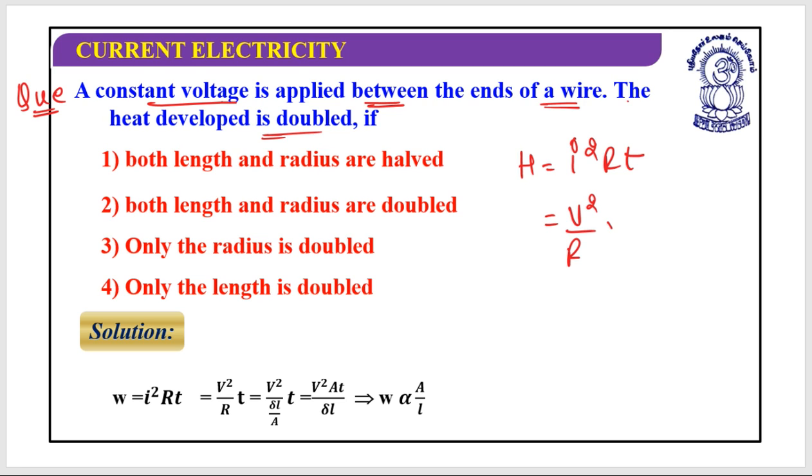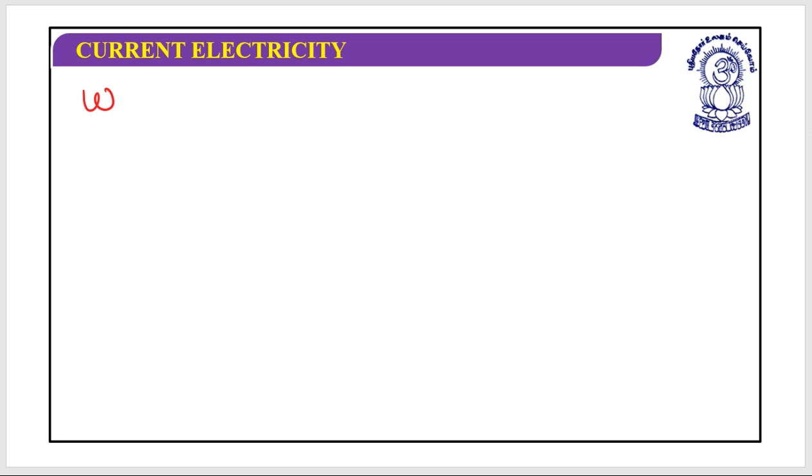V squared by R multiplied by R into T. Because voltage is constant, I can go through this: it's V squared by R, sorry. So this is V squared by R into T. Now you understand that resistance can be written as rho into L by A. So if I solve this, I find that it is directly proportional to the area and inversely proportional to the length. So the possibility is area divided by length.